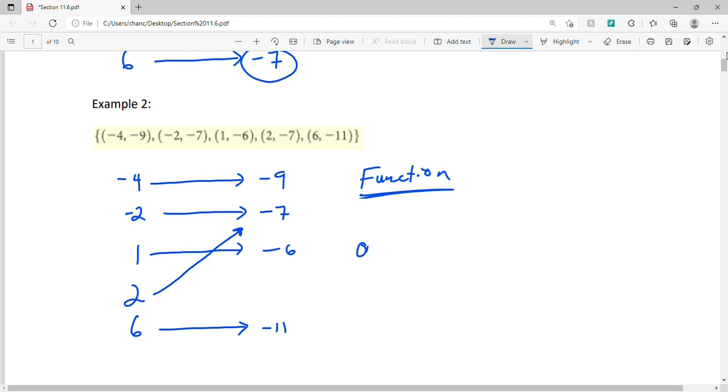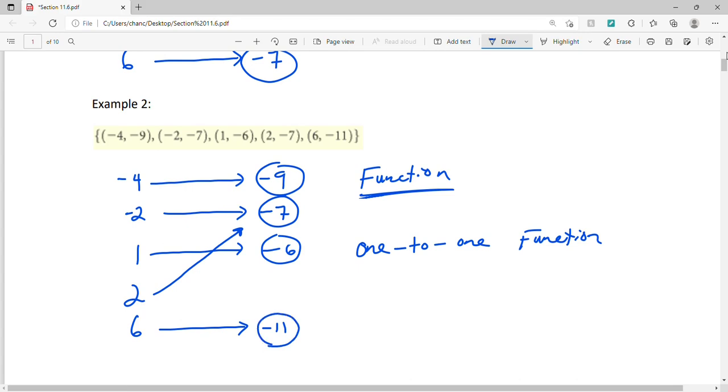But a one-to-one function is special. A one-to-one function is more special because for each of these outputs, you can only have one unique input that will work. But we have a problem. If you look at negative 7, you have two different inputs that still give us the same output. So this is not a one-to-one function.